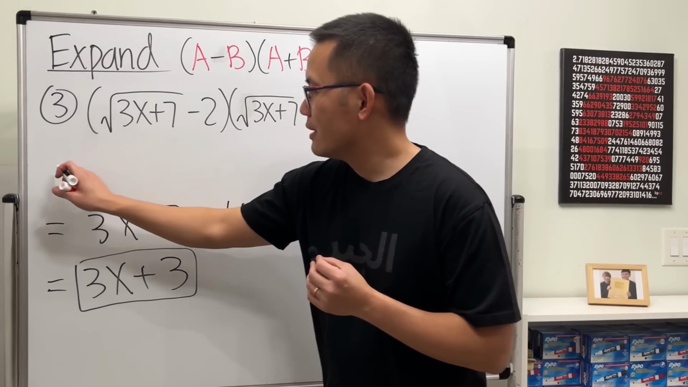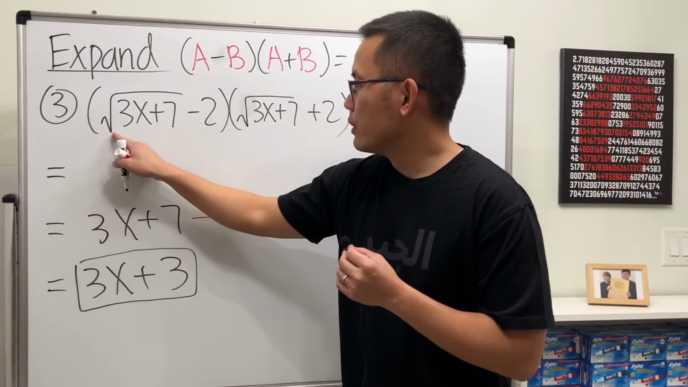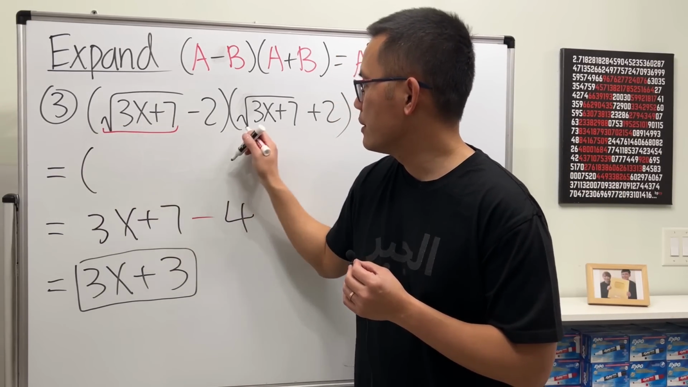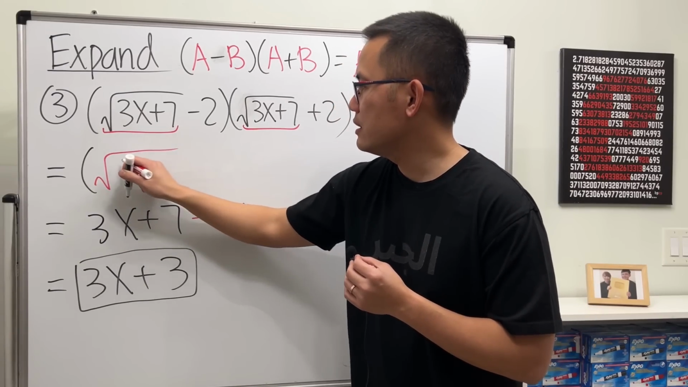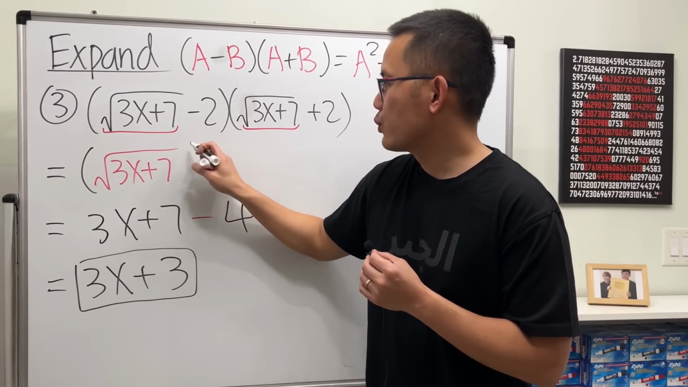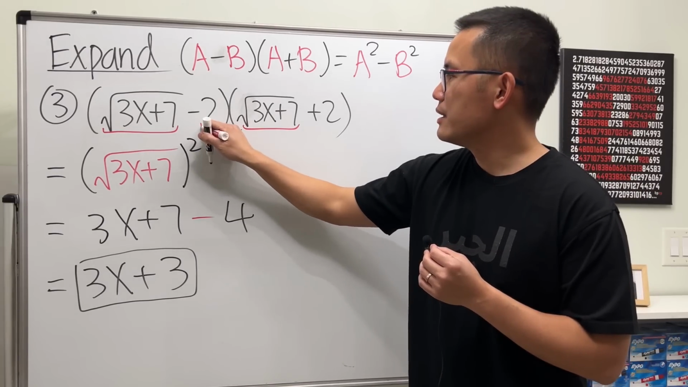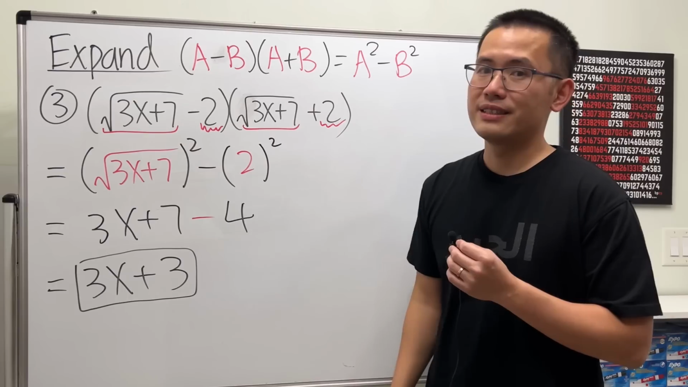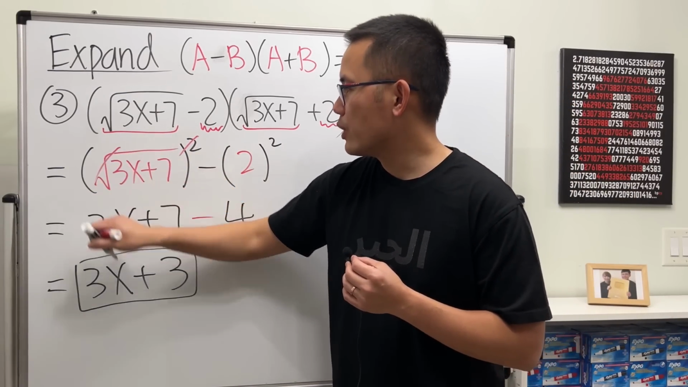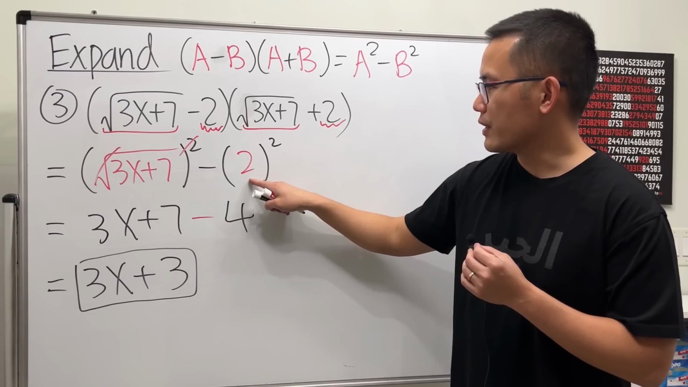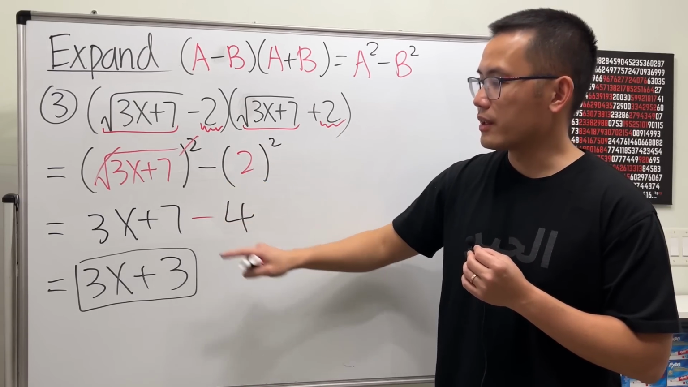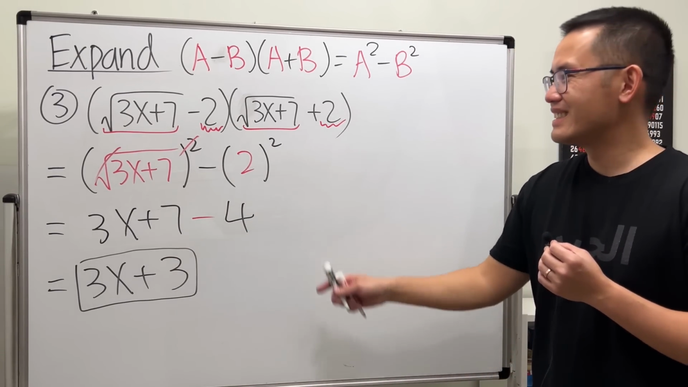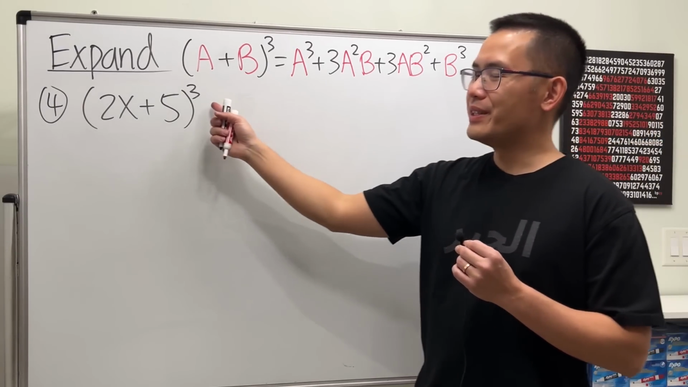Now, in the middle, this is what happened. When we have a minus b times a plus b, we first get, this is our a. So put that inside of the parentheses and then square that. And then here is the b, which is just the 2. So minus the 2 and then square that. For the first part, square and square root cancel. That's how we get this. And then for the second part, 2 squared is 4, and then bring down the minus. And then finally, if you can combine any terms, do it. Just like this.